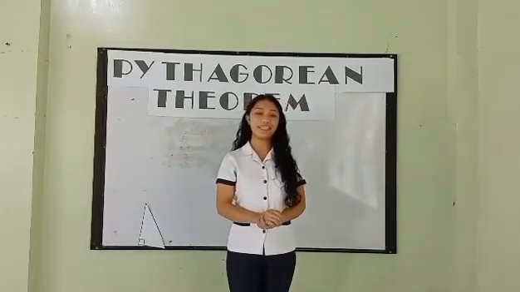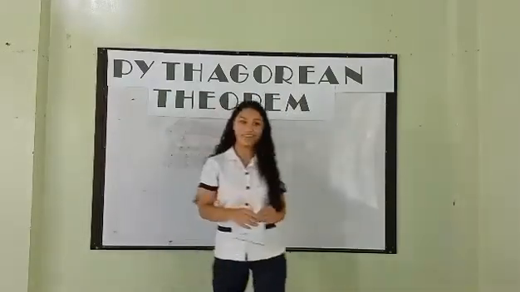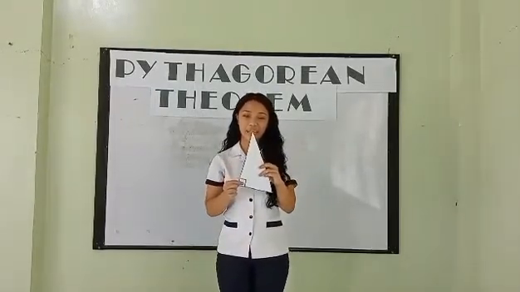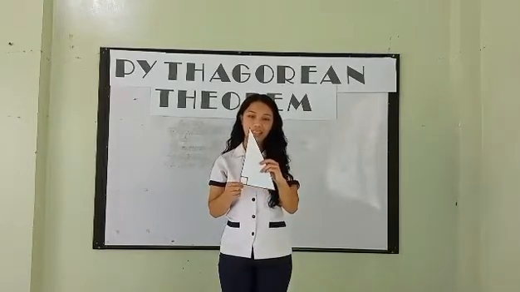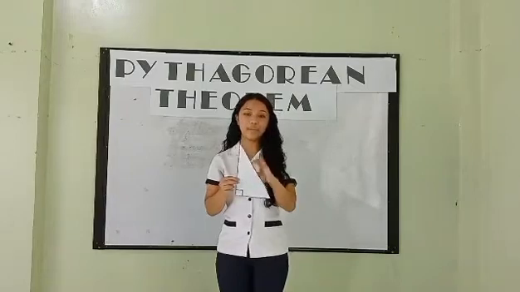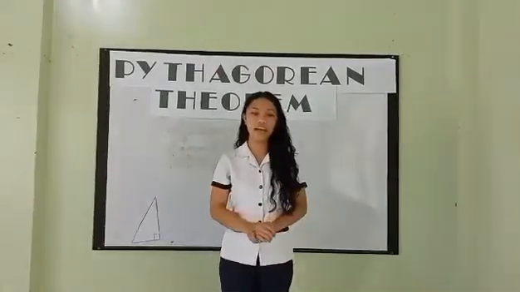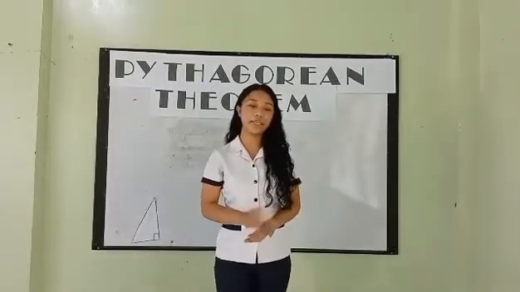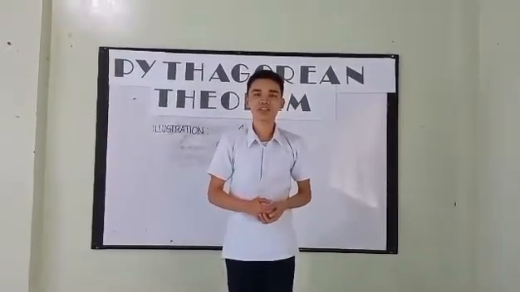I have here an example of a right triangle. As you can see, one corner measures 90 degrees. This shorter leg will be labeled as side A, and this longer leg will be labeled as side B, while this diagonal will be labeled as side C. After the activity, one member of each group will present the measurements to the class. Now let's discuss the Pythagorean theorem.